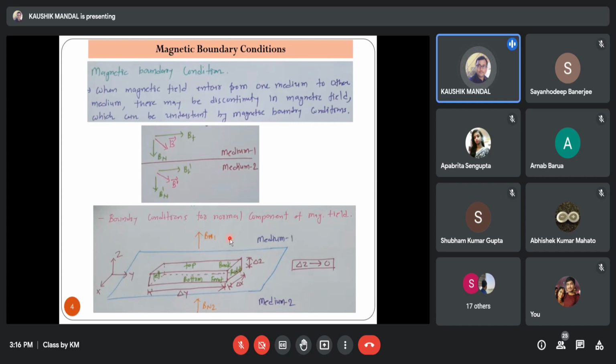Now to determine the relation between these two normal components, Bn1 and Bn2, we are considering a differential volume on this particular surface.